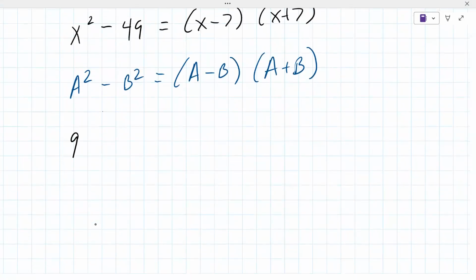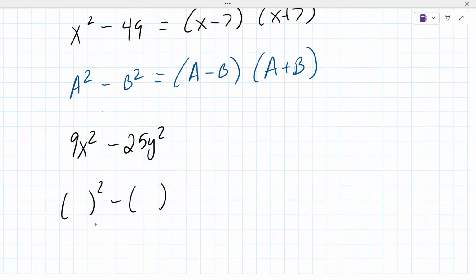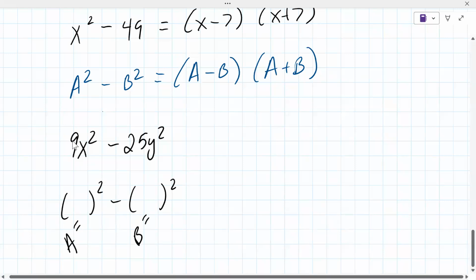Let's say it's 9x squared minus 25y squared. You have to figure out what it is that you're squaring. And that's your A. Whatever's in parentheses is your A, and the other is your B. How do you get back to 9? What do you square to get to 9? What do you square to get to x squared? Any idea?